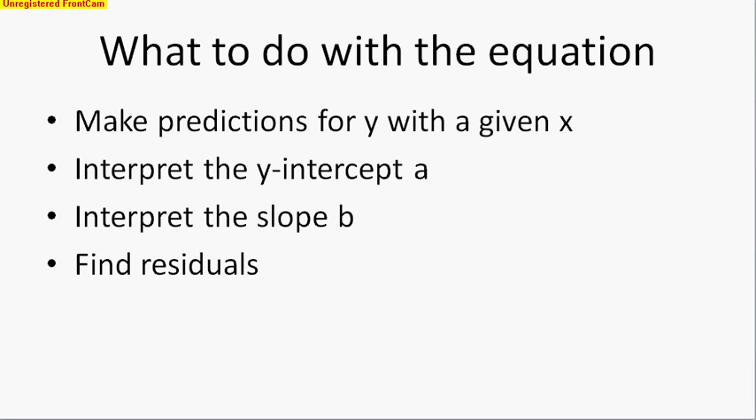1, we want to make predictions for y with a given x. 2, we want to interpret the y-intercept, a. And next, we want to interpret the slope, b. And then finally, we want to find residuals. Let's go over all 4 of these things one at a time and explain how we work with them.